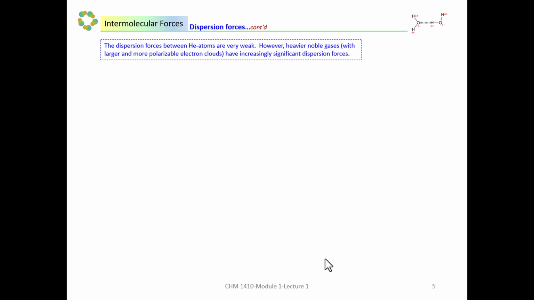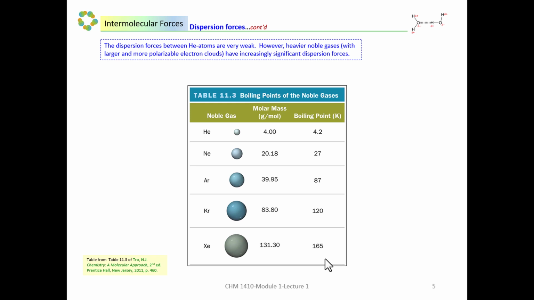Now let me illustrate. You'll notice at the top of the table we have helium. It has a very low molar mass, very low boiling point. Below helium in the periodic table is neon. Neon is larger, has a larger molar mass, more electrons, more polarizable electron clouds. It has a higher boiling point. If you go down all the way to xenon, the boiling point is now up to 165 K. Still pretty cold, but a lot hotter than 4.2 for helium.